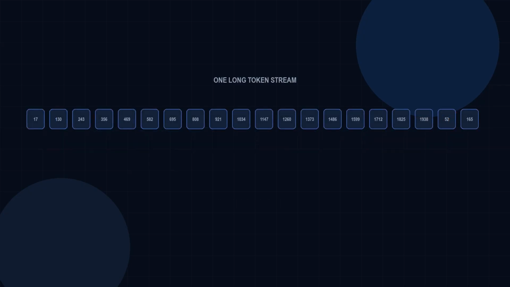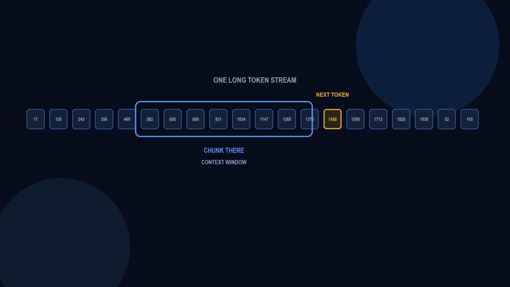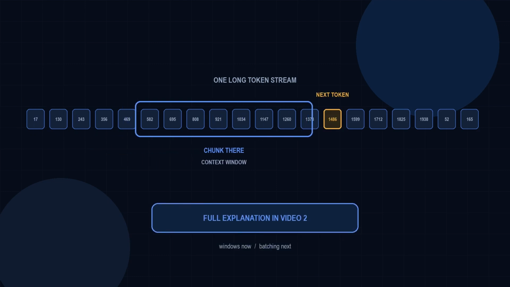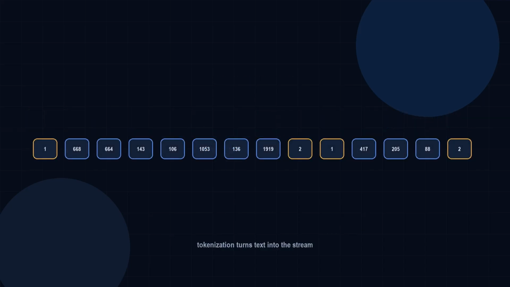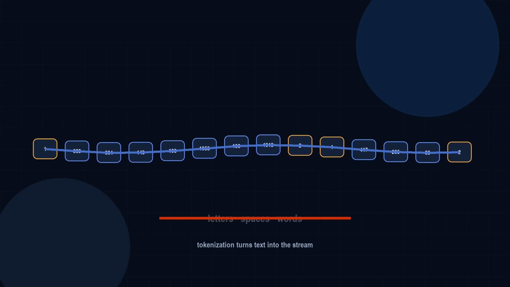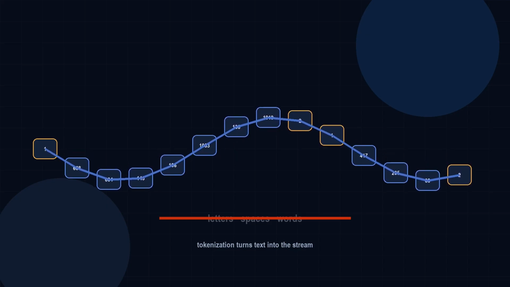From that stream, the model will learn by reading windows of tokens. A chunk here, a chunk there, always trying to predict the next one. But that's the job of the second video. So right now, the key idea is that the model never sees letters, spaces, or words. It sees a river of integers, and tokenization is the step that turns an AI textbook into that.